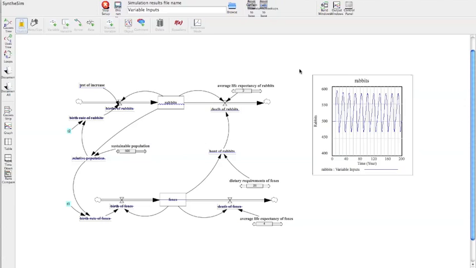Okay, so it's a nice predator-prey model for you, and I hope you can play with it and learn some more. And we'll move on to the next example now.